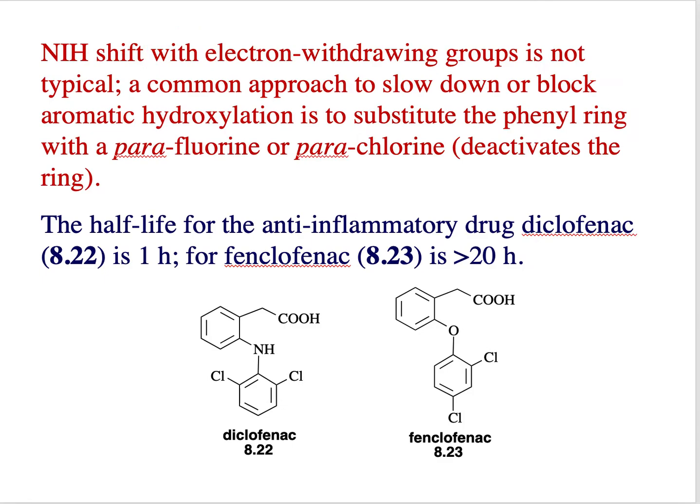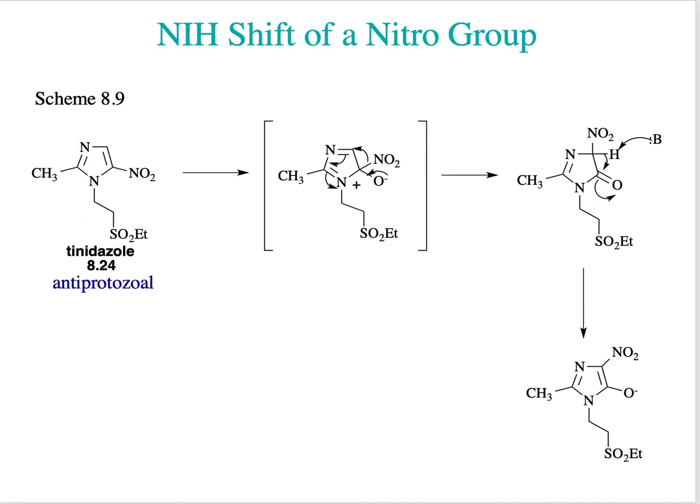NIH shifts with electron withdrawing groups don't tend to happen. So things like para-chlorines or para-fluorines are going to inactivate the ring, so you don't get the same NIH shift. The nitro will behave differently. If there's a nitro substitution, it will participate in that NIH shift, though.